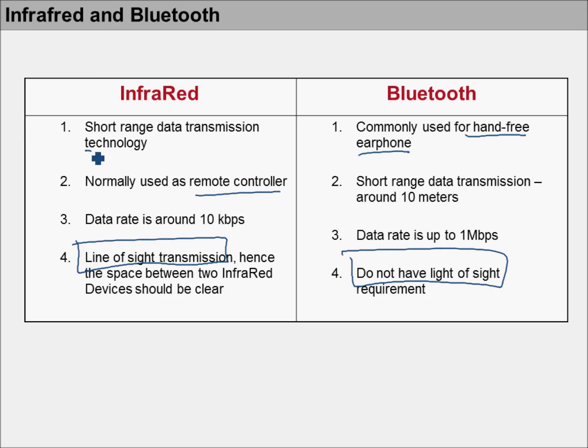It is a short range. Bluetooth is even shorter range. It is just for 10 meters. Infrared is a little longer. In infrared, data transfer is up to 10 kbps. It has increased a little bit, but Bluetooth has more data transfer. So you can listen to music, talk over the phone, all using Bluetooth technologies.